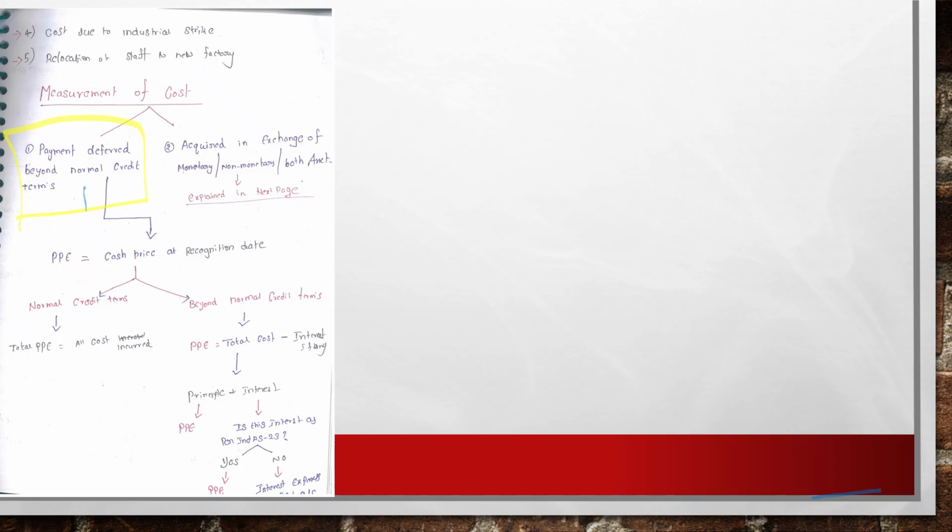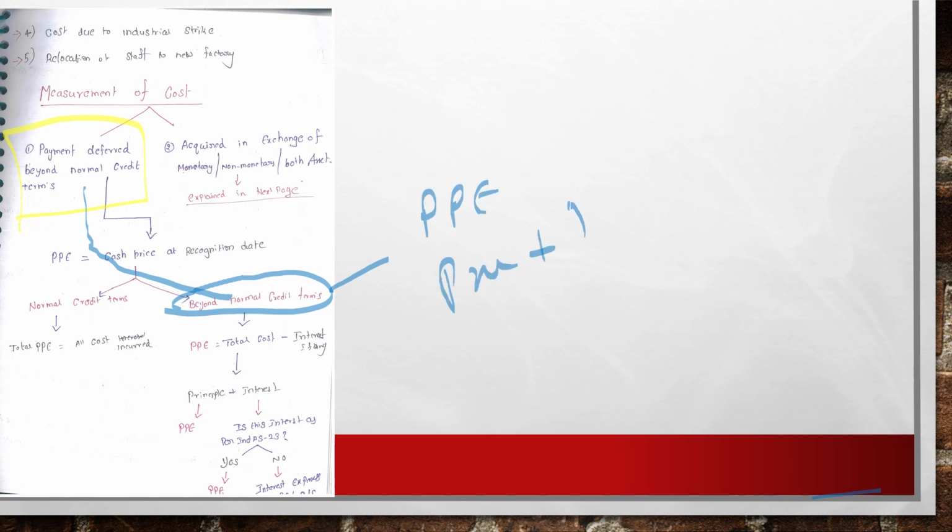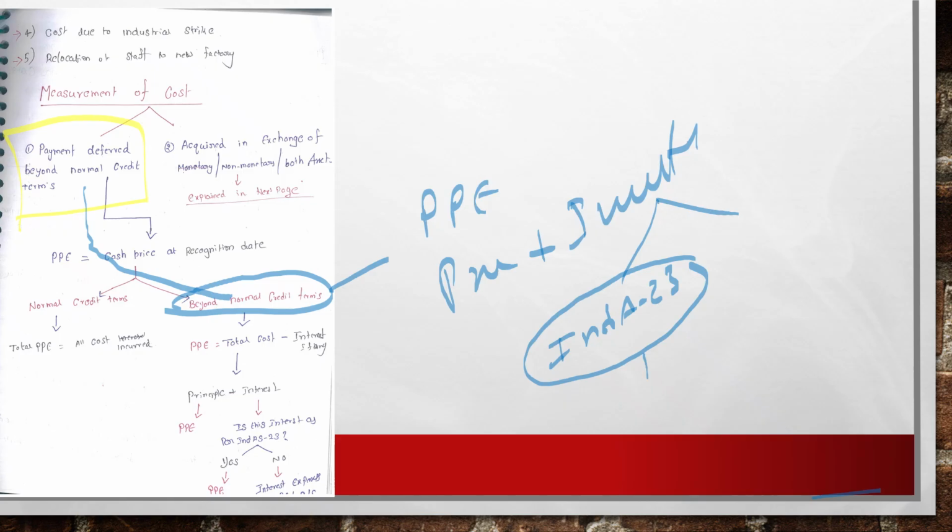while handling any transaction that is not the normal credit case. If it is beyond normal credit periods, then two elements will come. The PPE part will come, then the principal portion, and then the interest portion. In that interest portion, is there any cost covered under Ind AS 23? If it is covered under Ind AS 23, it will come as PPE. Again, if it is not covered under Ind AS 23, it would be the interest cost or finance cost straight away. So I hope you understand this standard till now.